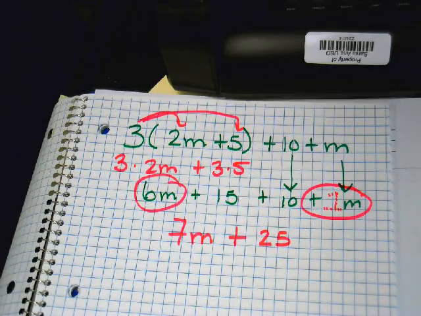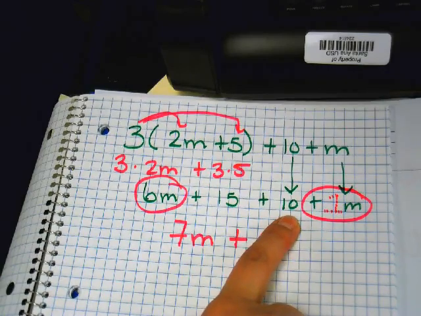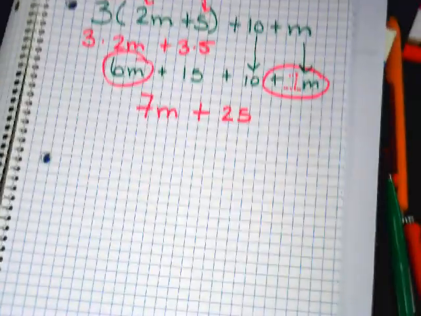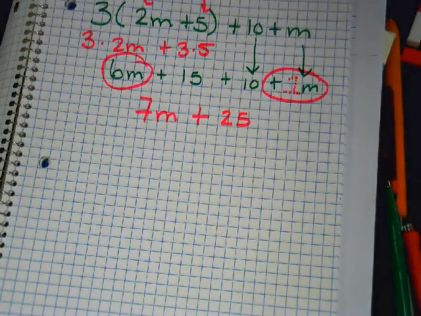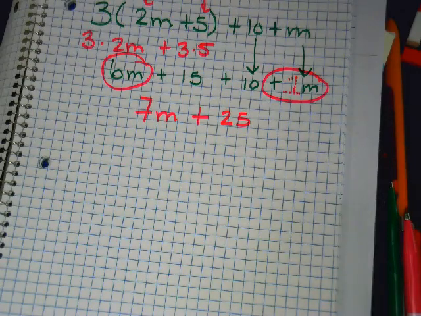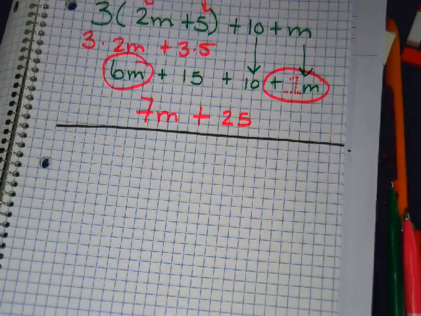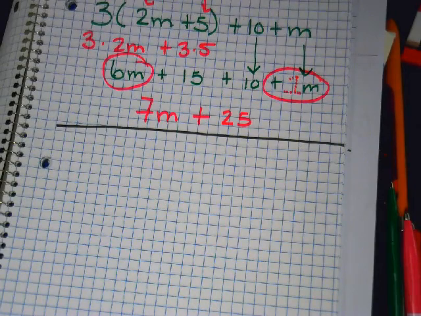Couldn't the m just instead be a 1? No, because then it would be added to the 15 and the 10. Then it would just be 1m. m is a mystery right now. We don't know. m could be 5, m could be 10, m could be 35. You don't know.